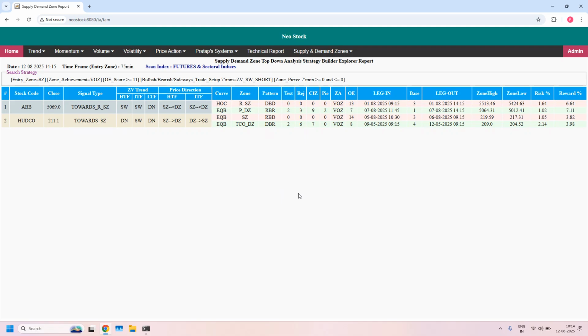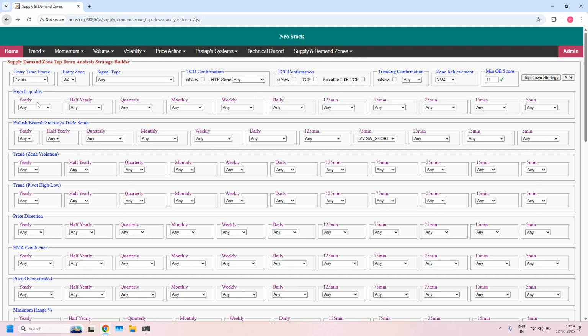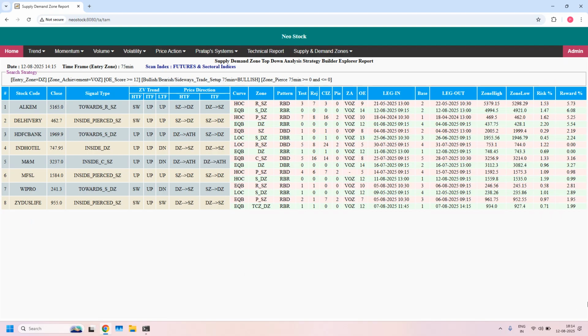Next, bullish trade setup for weekly income trade. The changes are 75 minutes demand zone and here bullish. And one more change, minimum odd enhancer score should be 12. Let's filter. We got 8 stocks.